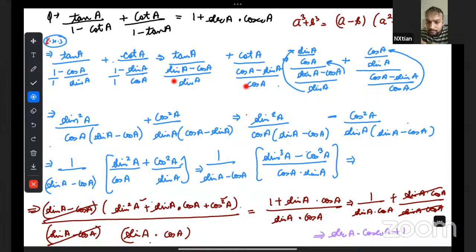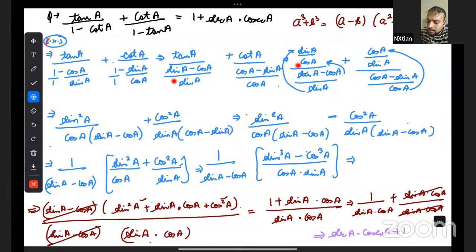Now, this sin A will multiply with the numerator of the first fraction, because when you do the reciprocal, you will do it like this only. So this sin A will multiply with sin A, it becomes sin square A, and cos A will multiply with cos A, it becomes cos square A. And this cos A will multiply with this, it becomes cos A into sin A minus cos A. And sin A will multiply with this, it becomes sin A into cos A minus sin A. Understood? This sin A I multiplied with this, and this sin A minus cos A I multiplied with this cos A.